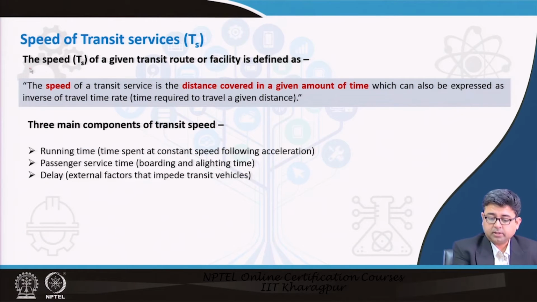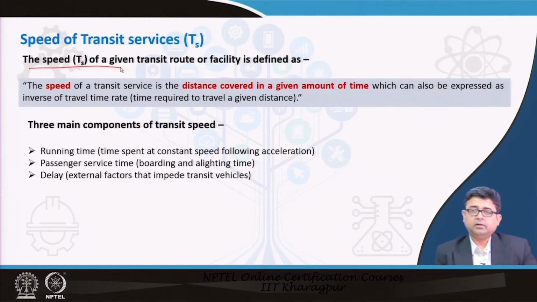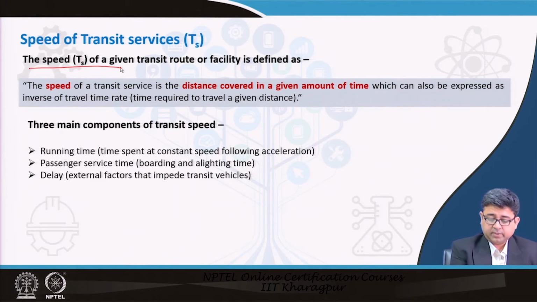The next concept to understand is the speed of a given transit route. People always make a trade-off between whether to use their private vehicle or public transportation, and one of the factors they always take into consideration is the travel time, or the speed with which they will be able to reach their destination, or the speed with which the public transportation vehicle will move in the traffic stream. So, you have to understand the speed of a public transportation system or vehicle.